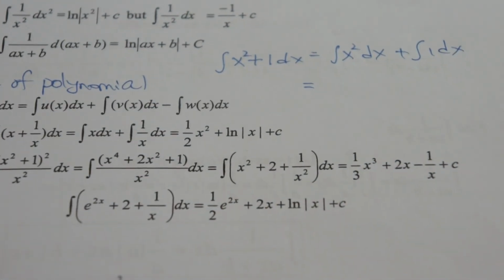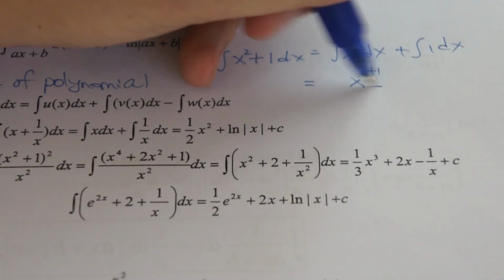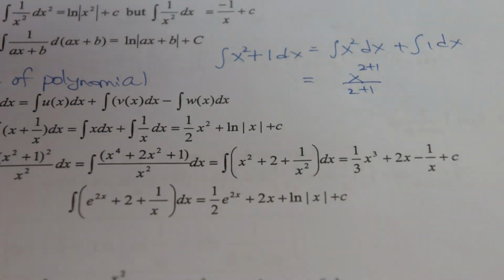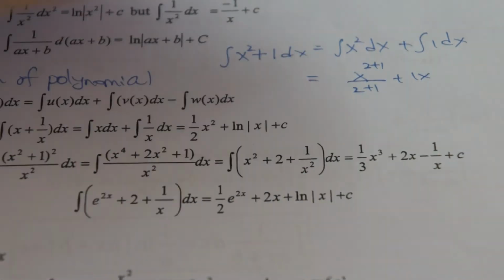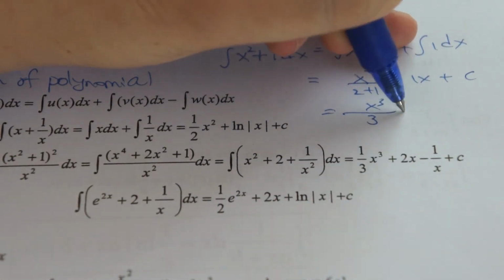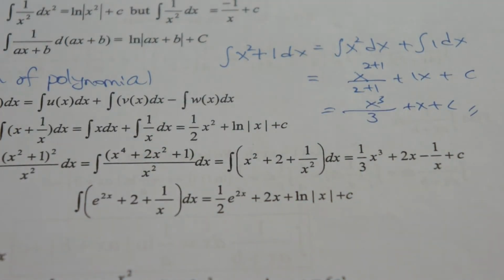And then what you need to do is just follow the rules, x to the power of 2 plus 1, and then divided by 2 plus 1. For the 1, it means 1x, so just add the x here, and finally plus a constant. So x to the power 3 over 3 plus x plus c, and that is the result for the rule number 5. And you can continue to the rule number 6.